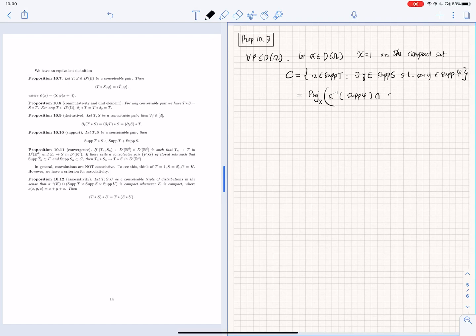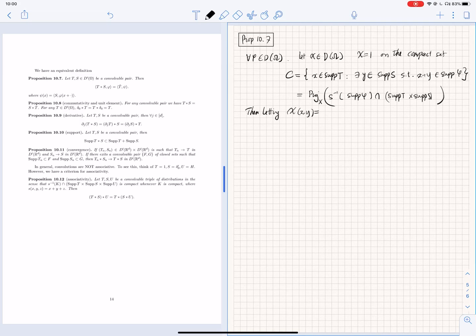Intersecting support of T times support of S there. Okay, since according to the assumption T and S are convolvable, this set is compact, and projection is a continuous map, so this is also compact. All right. Now we let this be chi of x, y.